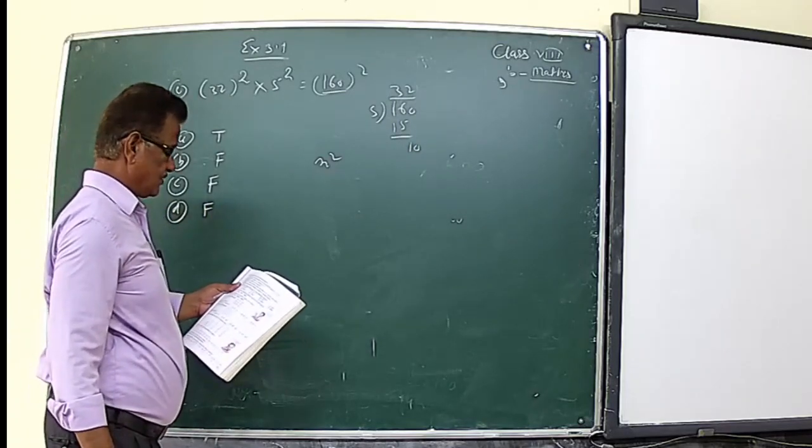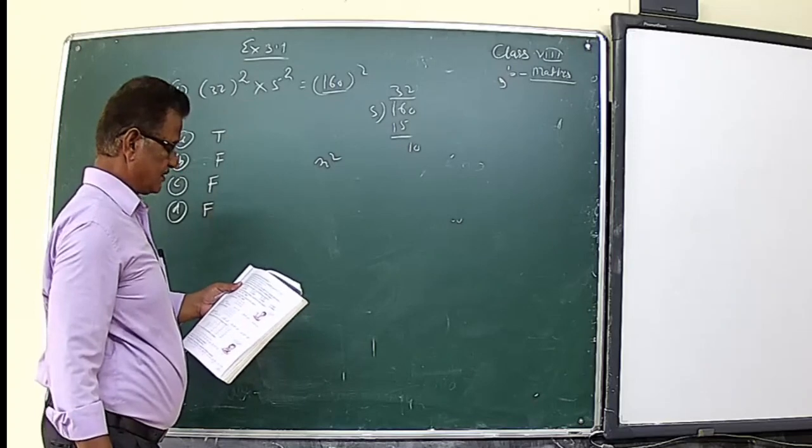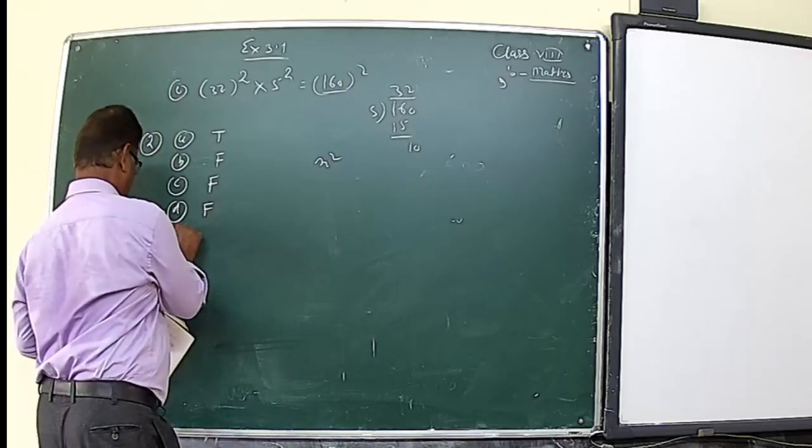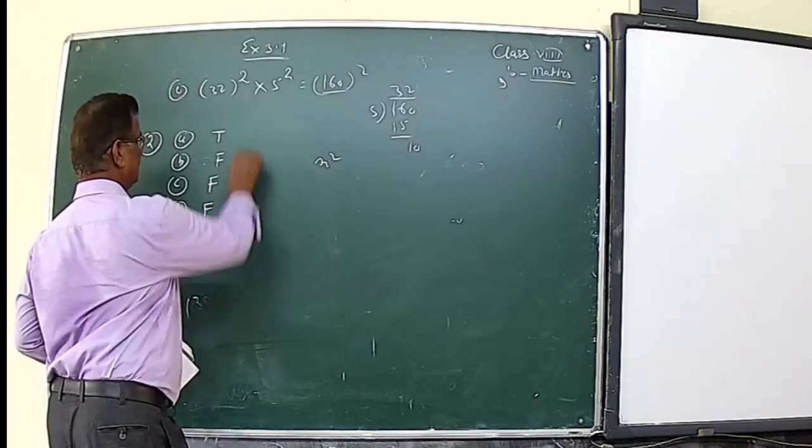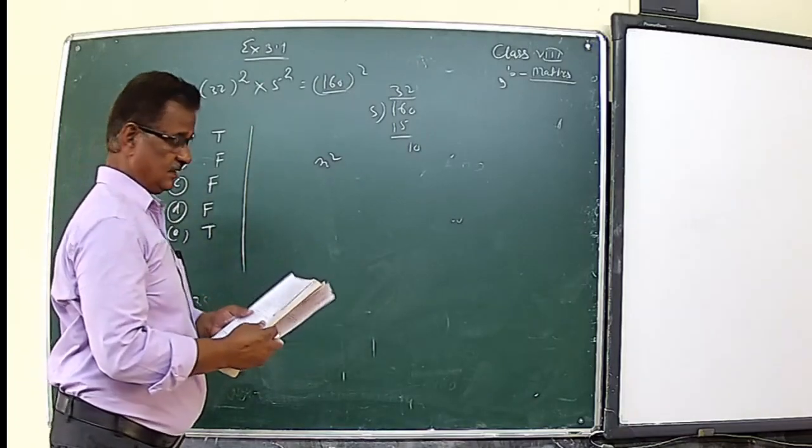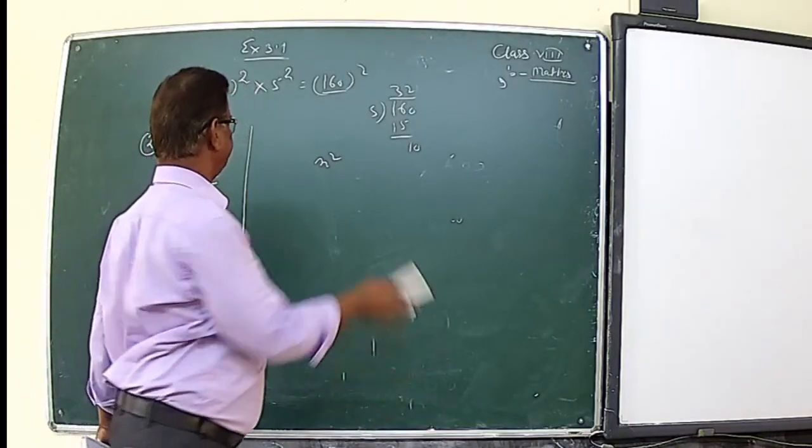The sum of two consecutive triangular numbers is a perfect square. Yes, that is true. Question E is also true. Now see question number 3.